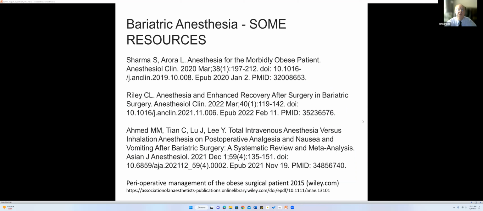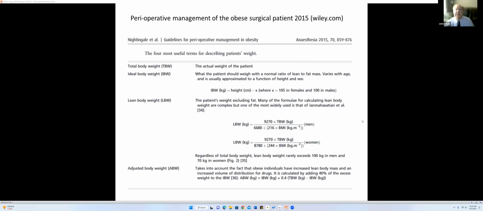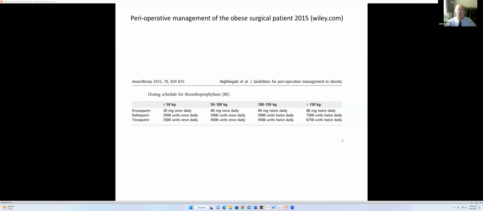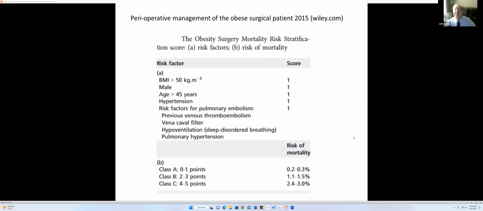Some resources that you may find useful if you are interested in bariatric anesthesia, I recommend some of these here. As well, here is a guide to perioperative management of the obese surgical patient that provides a whole pile of formulas that may be useful. And here are some guidelines that have been published about the use of thromboprophylaxis in the obese patient, showing various protocols for various patients of various weights and various kinds of drugs.